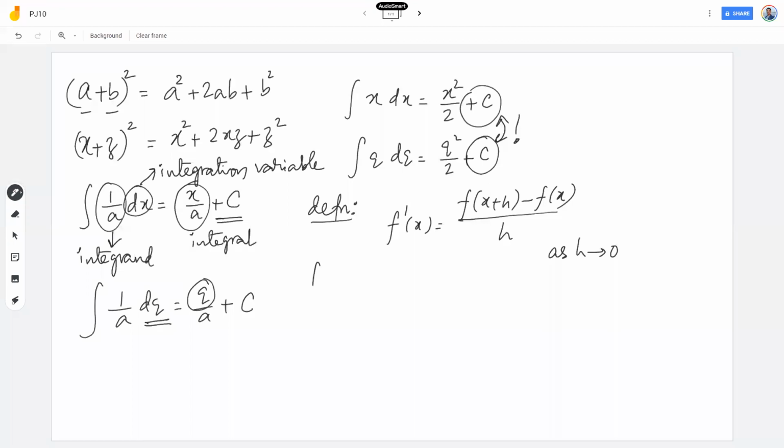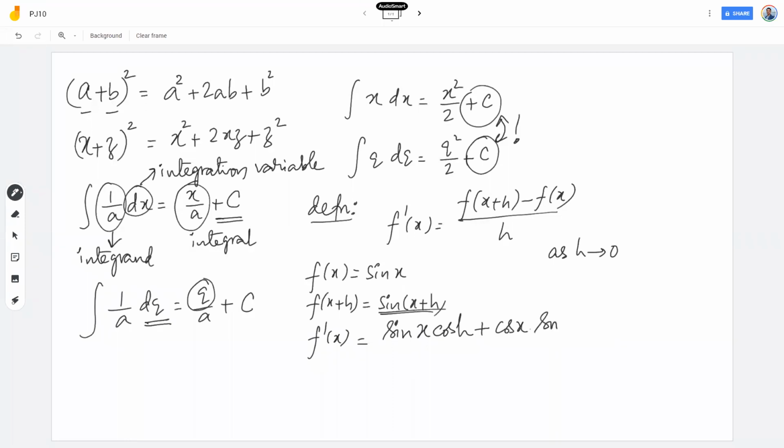So if you are saying f of x is equal to sin x, then that would mean f of x plus h would be sin of (x plus h). So therefore f dash of x is equal to sin of (x plus h)... The expansion of sin of (x plus h) is sin x cos h plus cos x sin h. This is f of x plus h. And then you have minus f of x, so minus sin x. The whole thing divided by h.